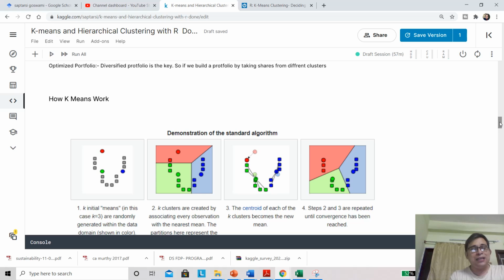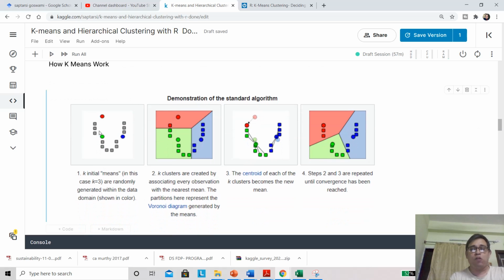So let's say these are some of your points, right? And what you initially do is, if it is given that K equals 3, then you randomly pick 3 observations. Here in this problem, we have picked these 3, but this could have been any 3. After that, you take each observation and find the distance between this observation and all the 3 clusters, right?